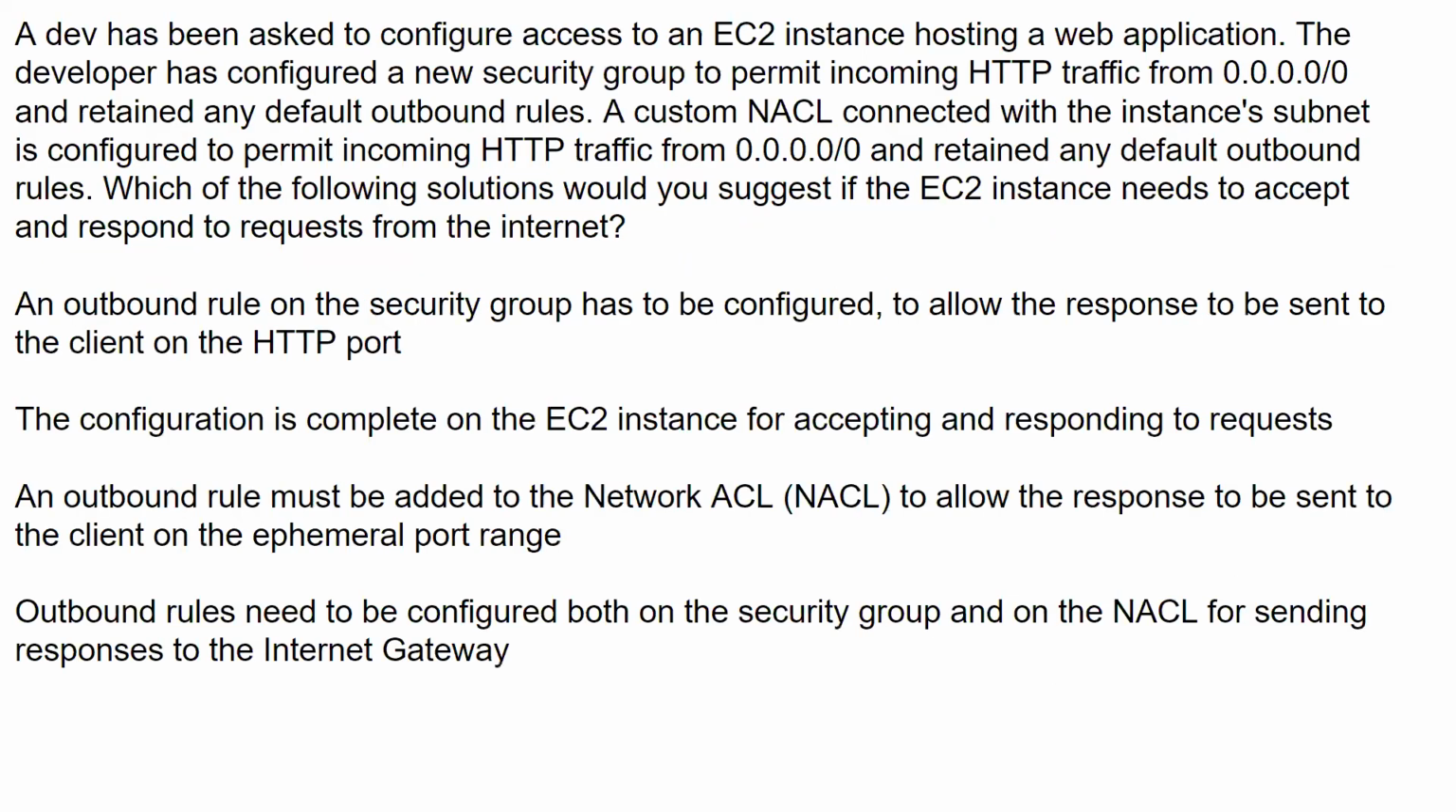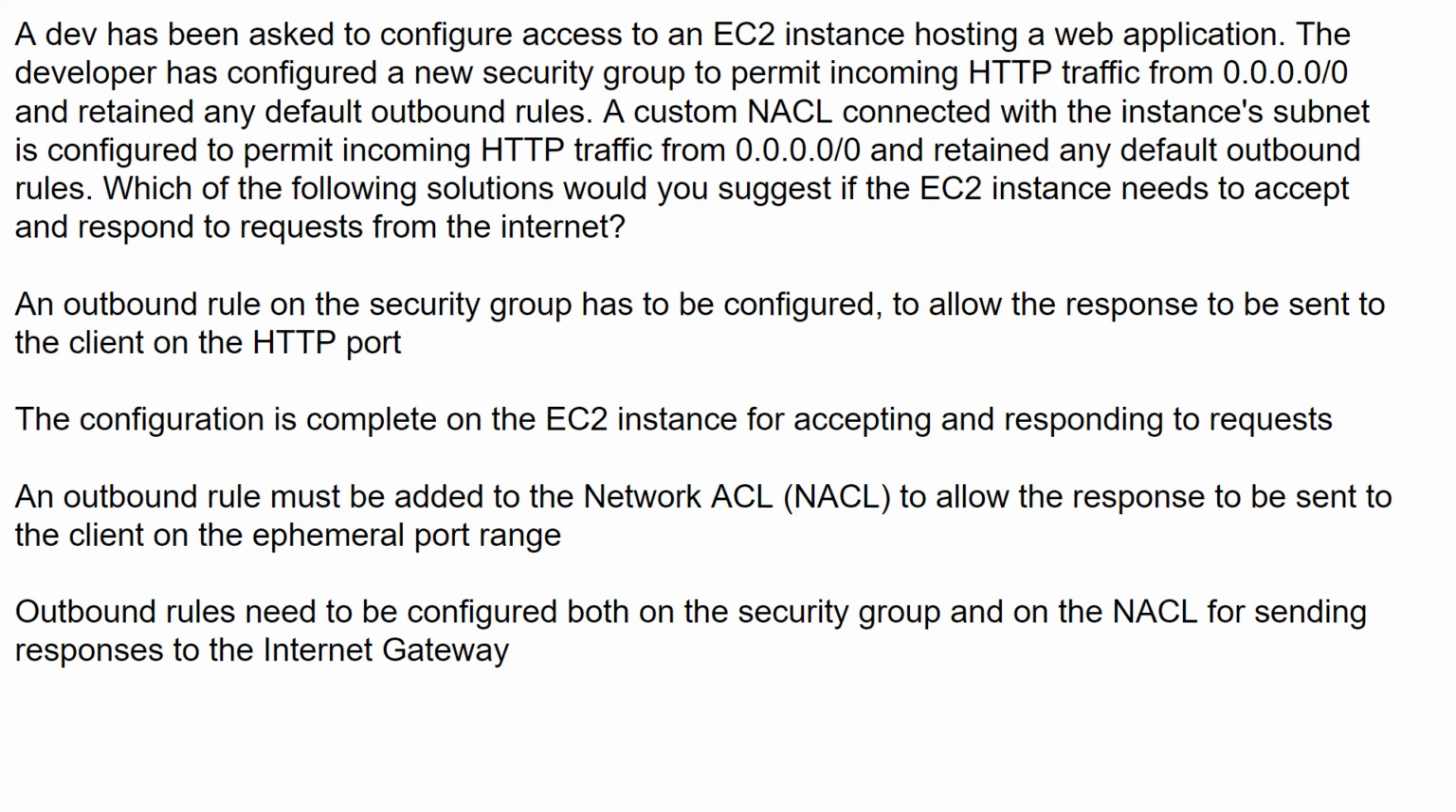Okay. A dev has been asked to configure access to an EC2 instance hosting a web application. The developer has configured a new security group to permit incoming HTTP traffic and retained any default outbound rules. A custom NACL connected with the instance's subnet is configured to permit incoming traffic and retained any default outbound rules. Which of the following solutions would you suggest if the EC2 instance needs to accept and respond to requests from the internet?